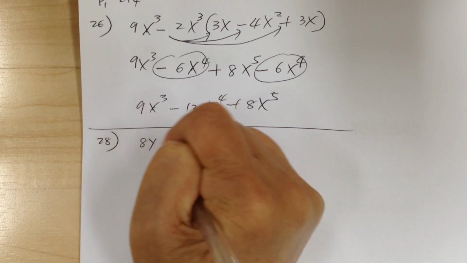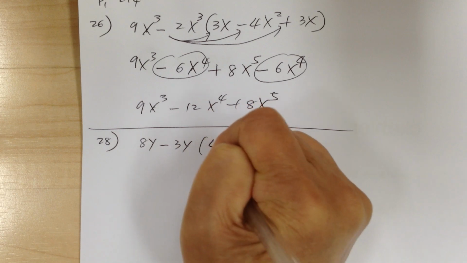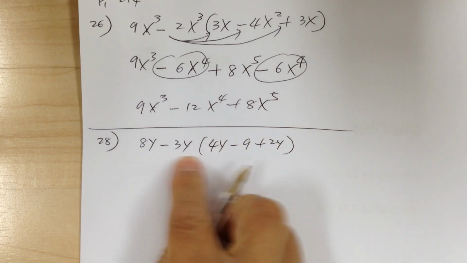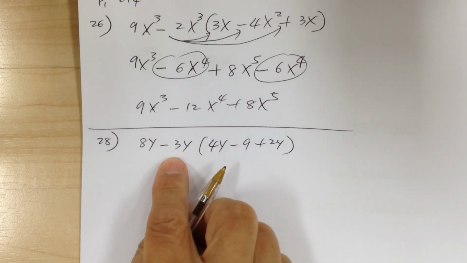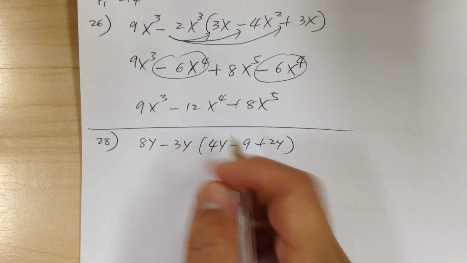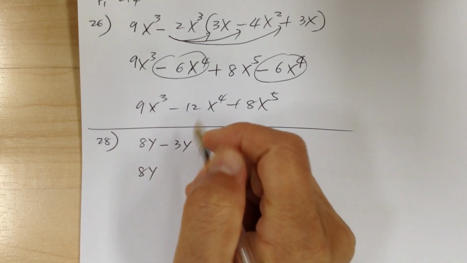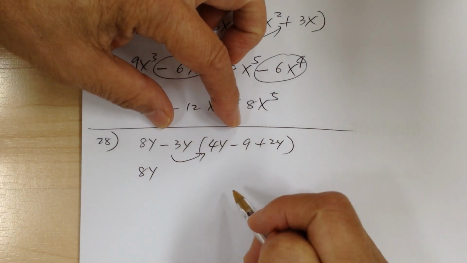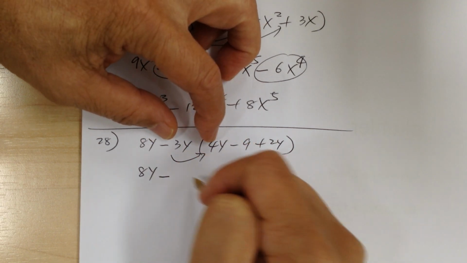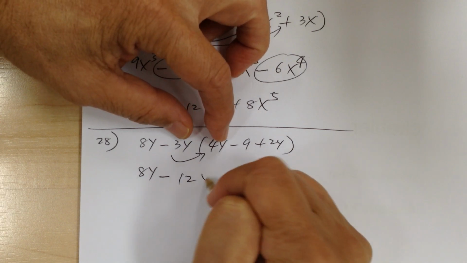So you got 8y minus 3y times 4y minus 9 plus 2y. Again, do not subtract first. There's a big temptation to subtract these, but do not do that. Okay, you got to undo the parentheses first. So let's go and distribute. So sign, negative times positive is negative. Number, 3 times 4 is 12. Alphabet, y times y is y squared.